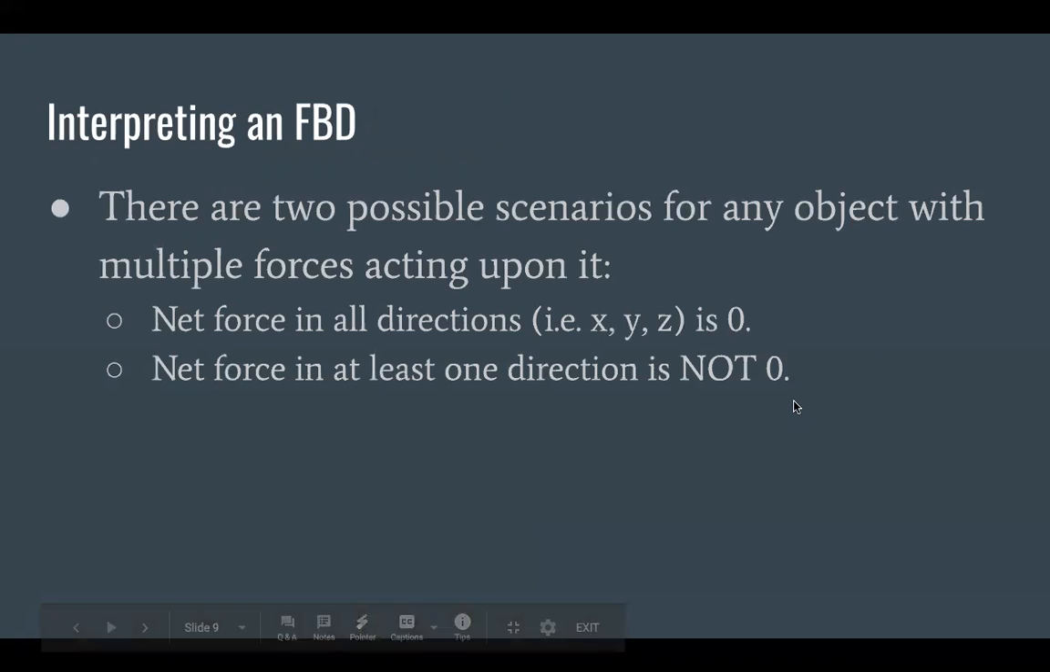Okay, so there are 2 possible scenarios for any object with multiple forces acting on it. The net force in all directions, so x, y, z, is 0, meaning that it's in equilibrium, it's at constant velocity, or it's perfectly still. Or the net force in at least one direction is not 0, so it's accelerating.